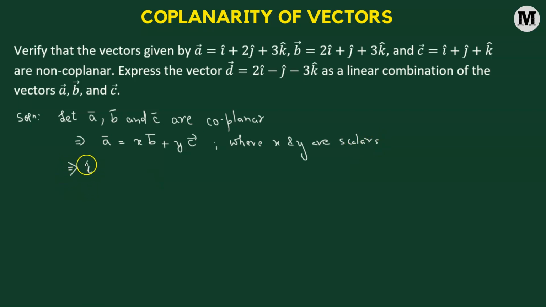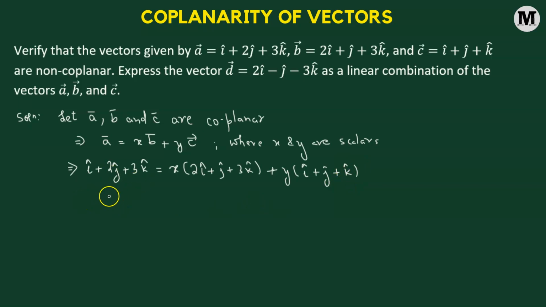So A vector is i cap plus 2 times j cap plus 3 times k cap. This will be equal to x times the vector B. The B vector is given as 2i cap plus j cap plus 3k cap. This is going to get added to y times the vector C. So our C vector is i cap plus j cap plus k cap. Okay, now what we'll do, we'll combine all the like terms.